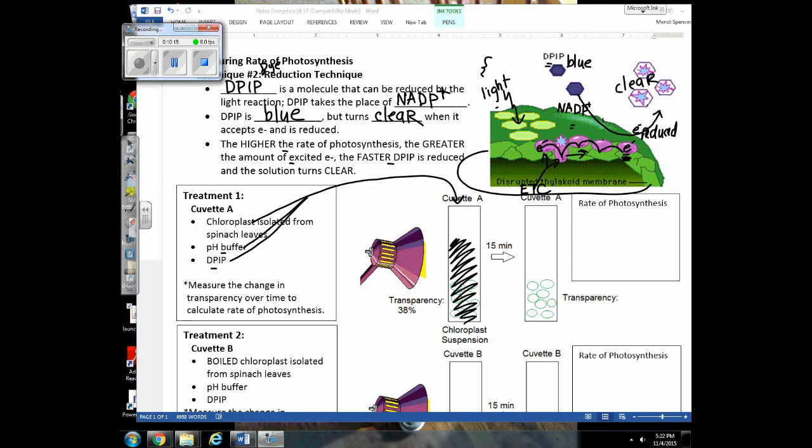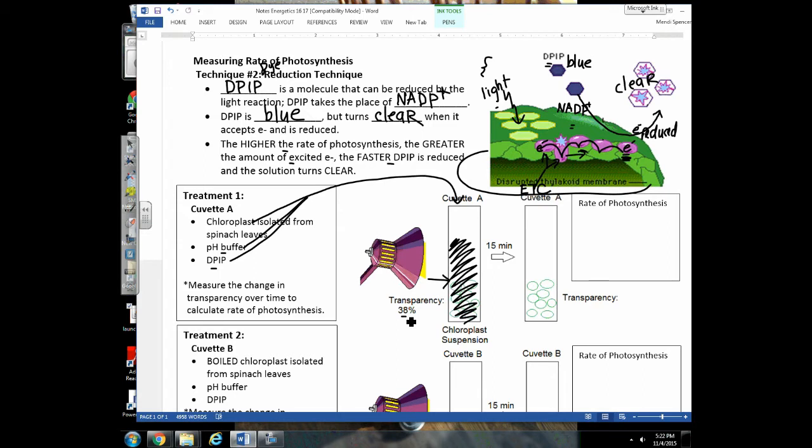If I now take this cuvette and put it in a colorimeter, I can measure the transparency. And if you think about it, not a lot of light is going to make it through this dark dye, so it's going to have a very low transparency. So starting off, we're going to have this low transparency.